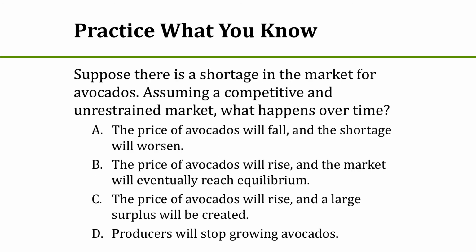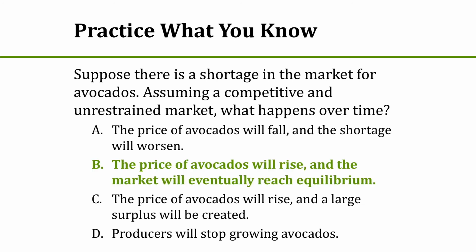The next question is, suppose there's a shortage in the market for avocados. Assuming a competitive and unrestrained, unregulated market, what happens over time? Actually, we covered that a couple of minutes ago. The shortage means that quantity demanded is higher than the quantity supplied. So basically, the price level is below the equilibrium level. And when the market becomes unregulated again, of course, the price will rise, and eventually the market will clear itself. The market will be in equilibrium. That's why the answer should be option B.